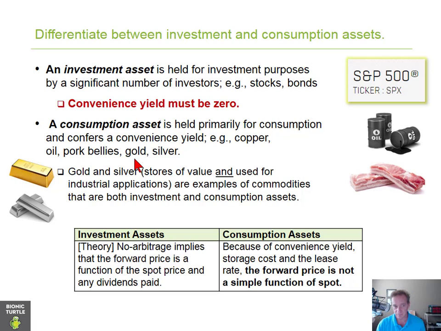Consumption commodities confer a convenience yield. Investment assets do not. And then Hull actually finishes the chapter showing why that fact allows us to exactly price an investment asset, because the no arbitrage argument forces a truth about the futures price. But the convenience yield actually interferes with our ability to exactly price the futures contract on a consumption commodity.